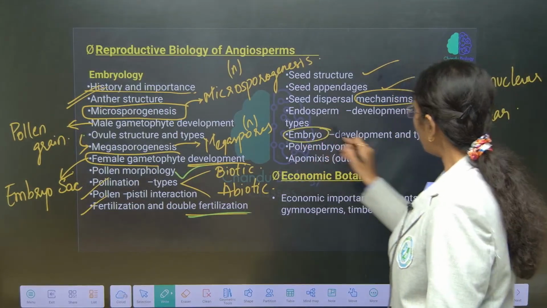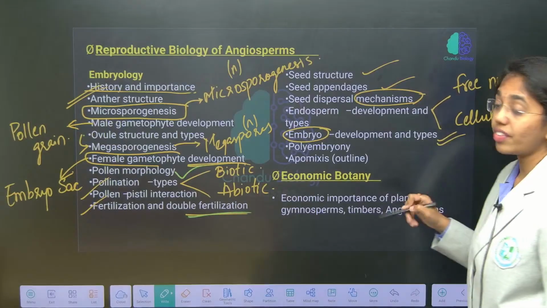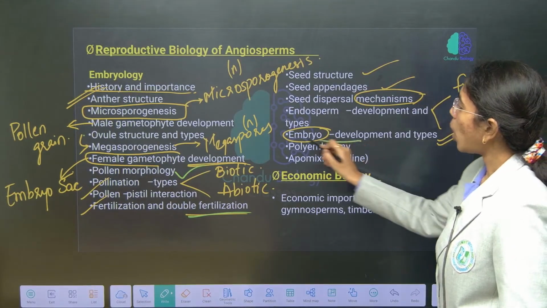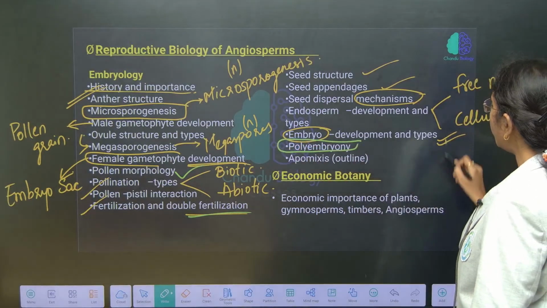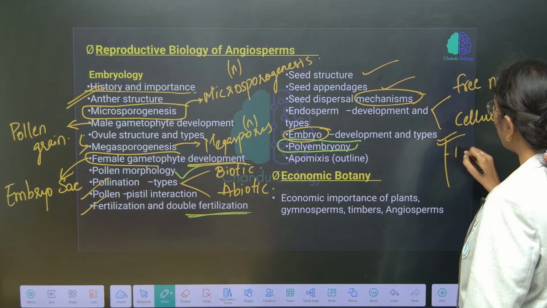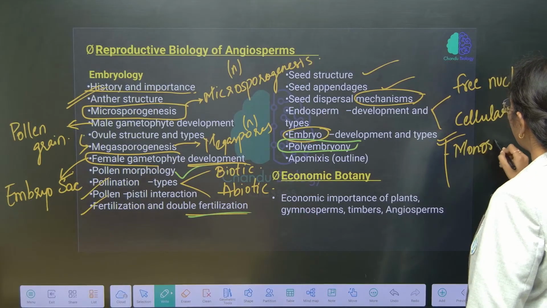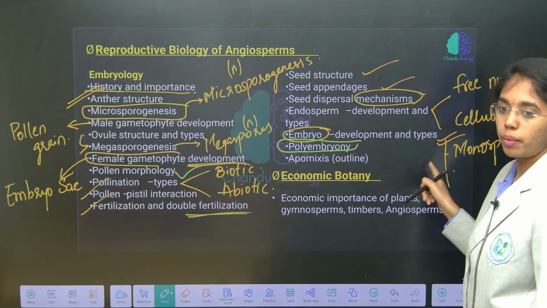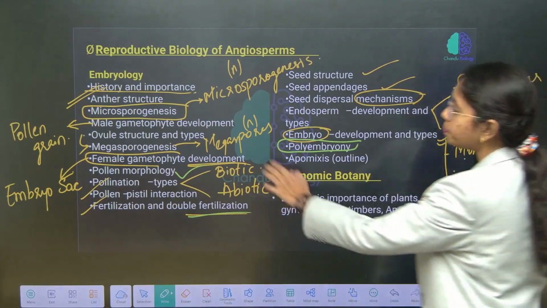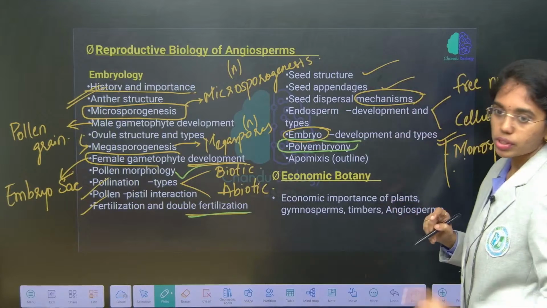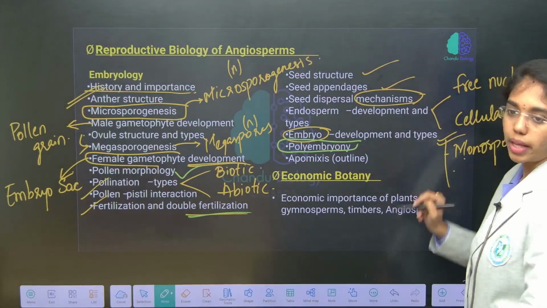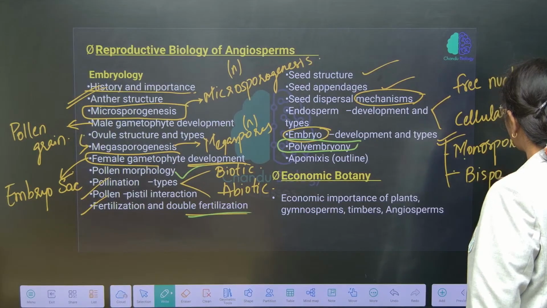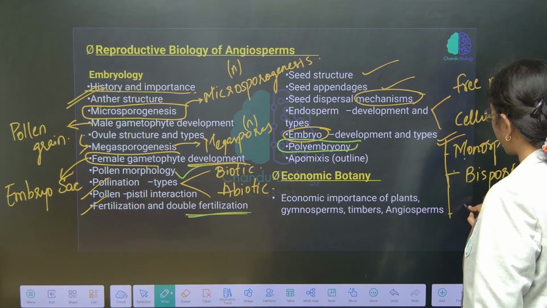Next, embryo, its development and types. We have different types of embryonic developments as well. Next, polyembryony. What will be different types of embryo sac development, like monosporic? Monosporic development is most common. We will also address this as polygonum type of development. This is from single megaspore. Single functional megaspore will give rise to the embryo sac. As such, we also have bisporic and tetrasporic.